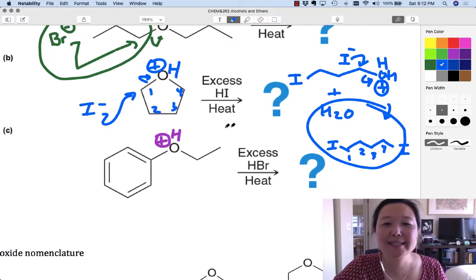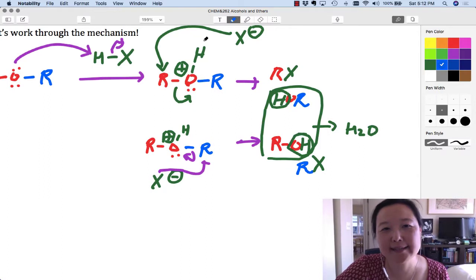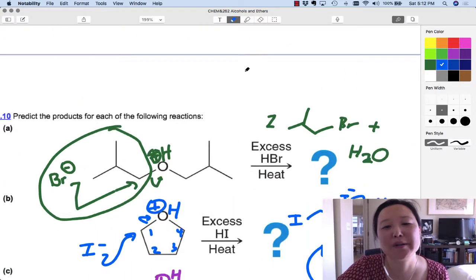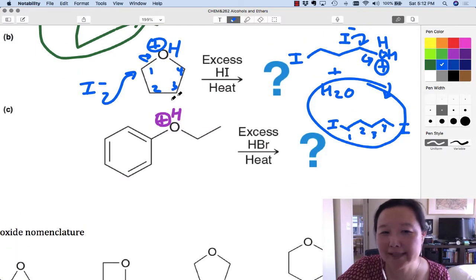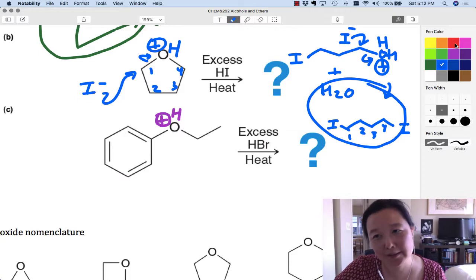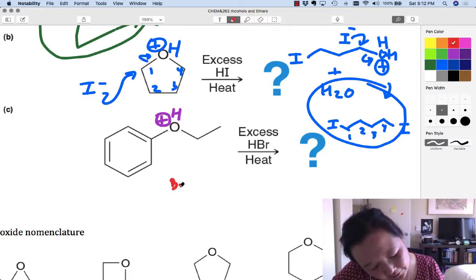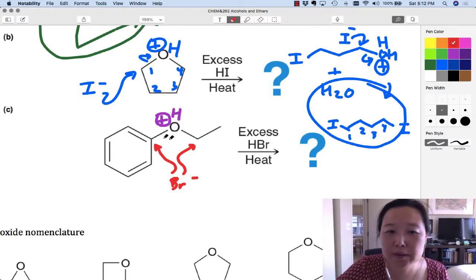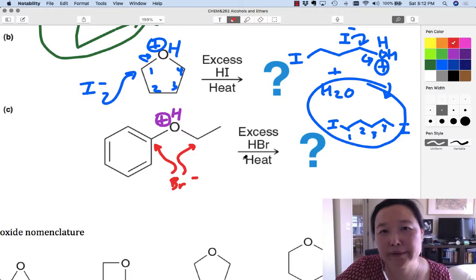Now, part C is good to go through because we see that you don't just automatically get the 2 alkyl halides in all cases. This is a situation where you really have to know the mechanism. So after the O gets protonated, then the bromide has a choice of attack of either here or here. And why don't you guys think about that? Are both equally likely, or is one better than the other? And which one and why?